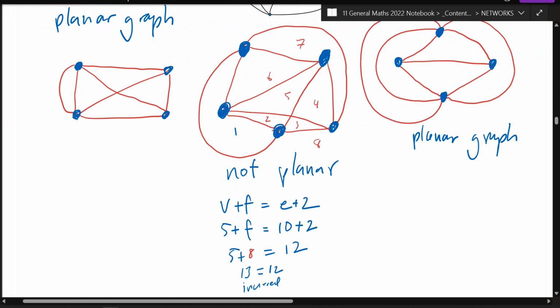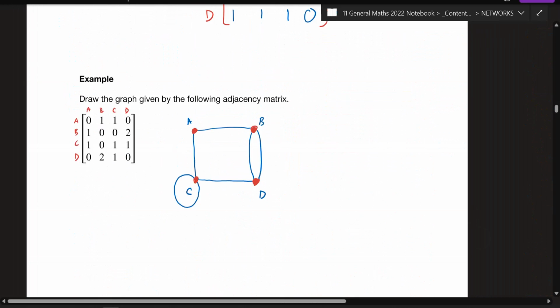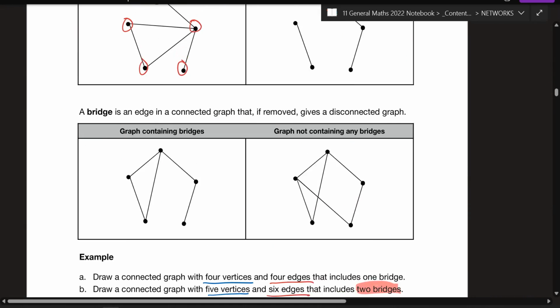For Zayd, just so you're aware, can anyone tell me what do we call the dots and the lines now? So the dots are vertices, starting with V, and the lines are called edges. Okay, so keep that in mind, Zayd, when we do these. What else did we do? Matrices, we did that. Easy, easy.